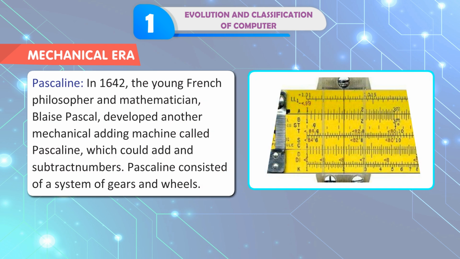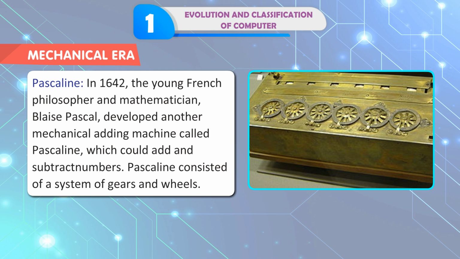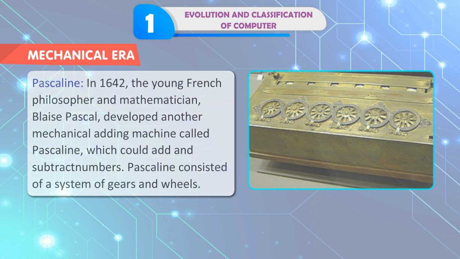Pascaline. In 1642, the young French philosopher and mathematician Blaise Pascal developed another mechanical adding machine called Pascaline, which could add and subtract numbers. Pascaline consisted of a system of gears and wheels.